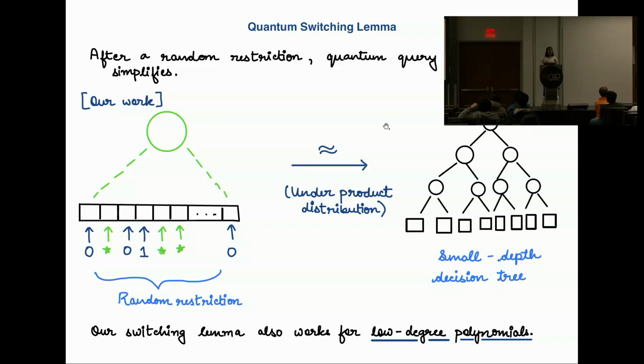So it says that, in fact, our switching lemma works for low degree polynomials. So if you have some Boolean function f, which is being approximated to small error by some low degree polynomial, then our switching lemma says that under a random restriction, with very high probability, the function becomes close to a small depth decision tree. And as a corollary, it also works for quantum query algorithms.